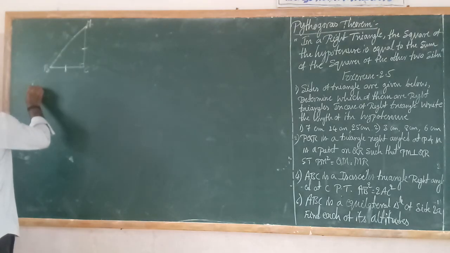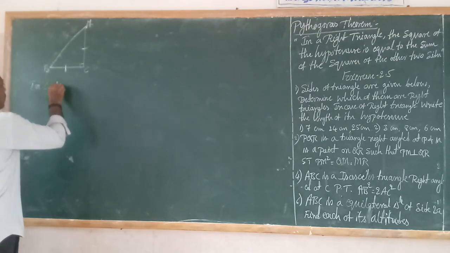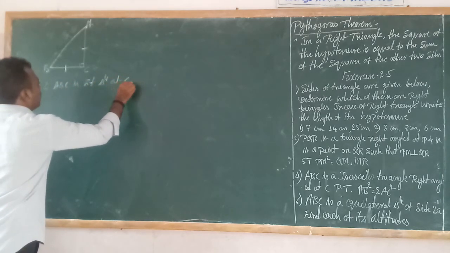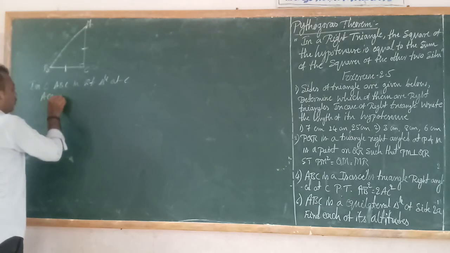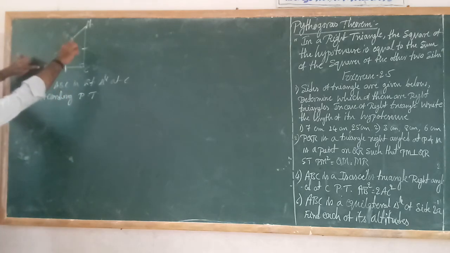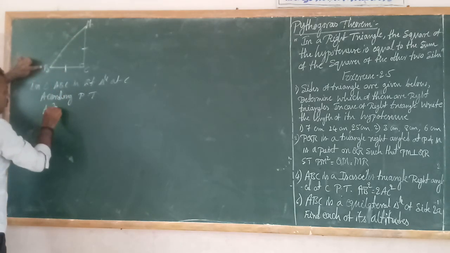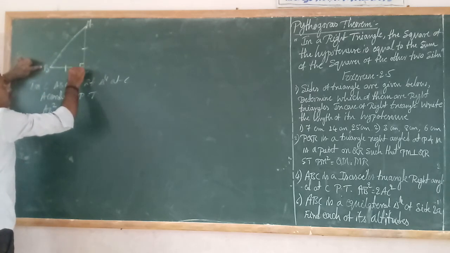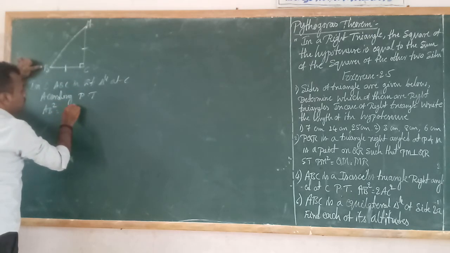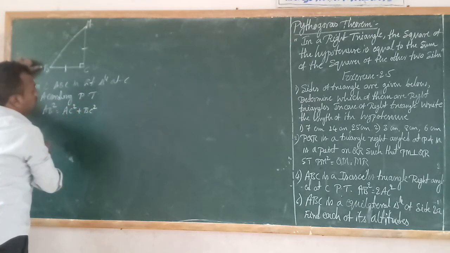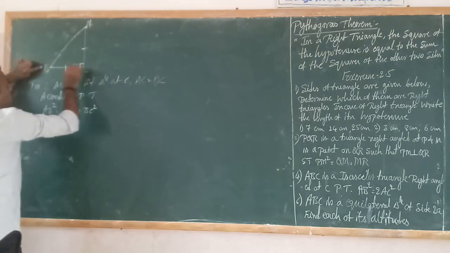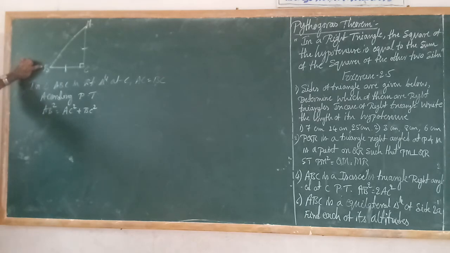See, triangle ABC is a right triangle at C. According to Pythagoras theorem, you have to use it. AB square is equal to, AB is the hypotenuse, opposite to angle C, equal to the remaining sides, AC square plus BC square. And AC is equal to BC here, because it is an isosceles triangle.